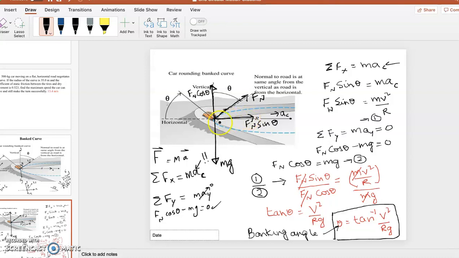So if you see, what is the force which is keeping the car moving in a circular path on a banked curve? It is the x component of the normal force. It's the x component of the normal force. So this is the cause of the motion.